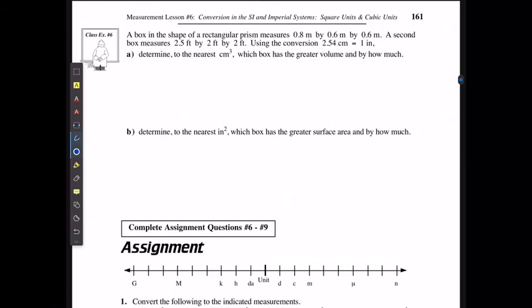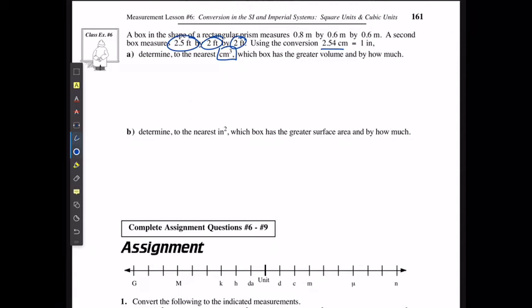For the last example, a box in the shape of a rectangular prism measures 0.8 meters by 0.6 meters by 0.6 meters. A second box measures 2.5 feet by 2 feet by 2 feet. If I'm using the conversion, 2.54 centimeters is equal to 1 inch, determine to the nearest centimeter cubed which box has the greatest volume and by how much.